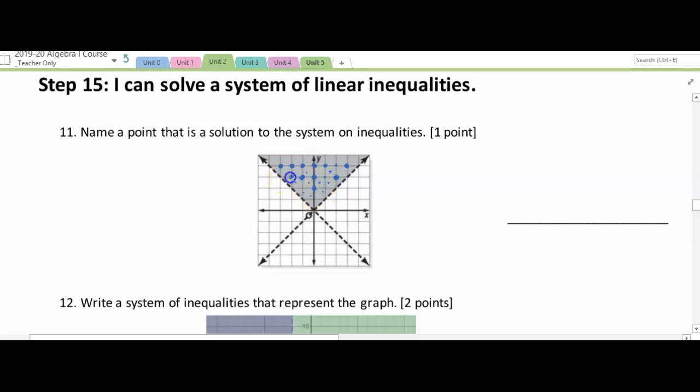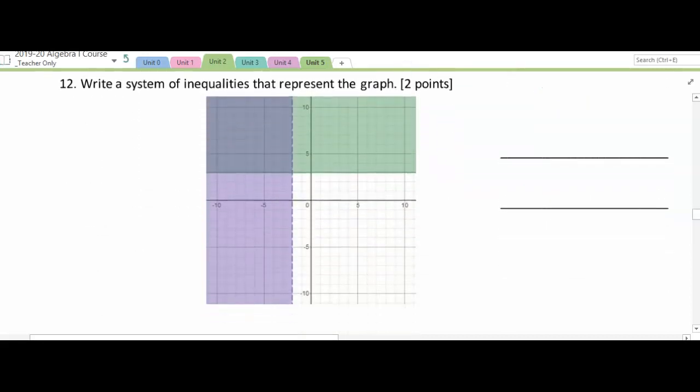Now, when you're trying to name a point, you do want to pick a nice point. For instance, I'm going to choose this point right here. That is the point (1, 3). So that's the answer, but there are an infinite number of answers I could have listed. I could have also listed (1, 3.5), or I could list (0, 4), or (0, 5). There's so many different answers.